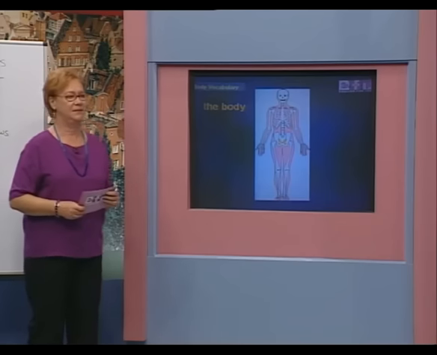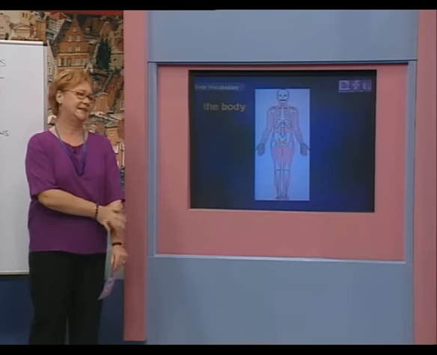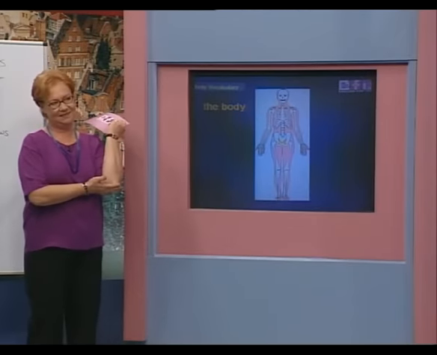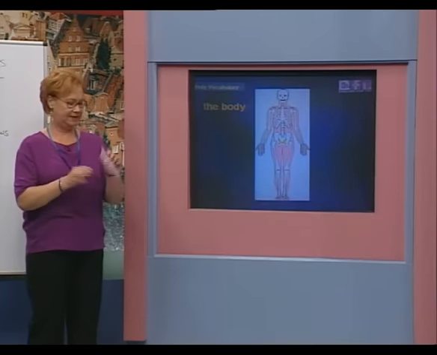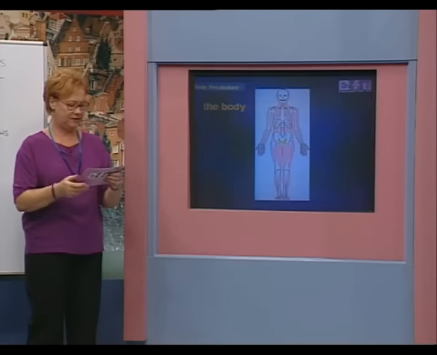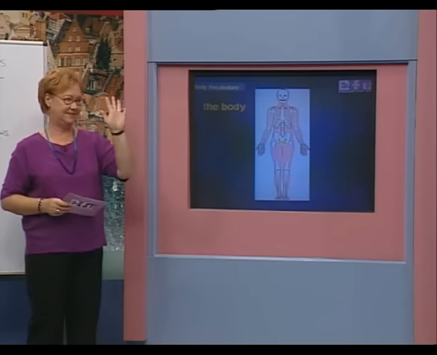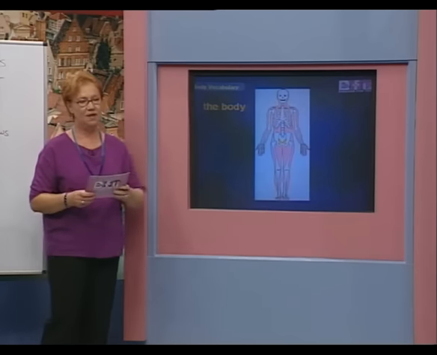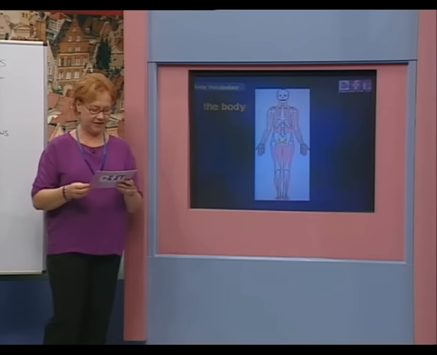First, Ali, what's this? It's an arm. And what's this? It's an elbow. What's this? It's a wrist. Yes, very good. What's this? It's a hand. What are these? They are fingers. Good. All right, Isabel, you are next.